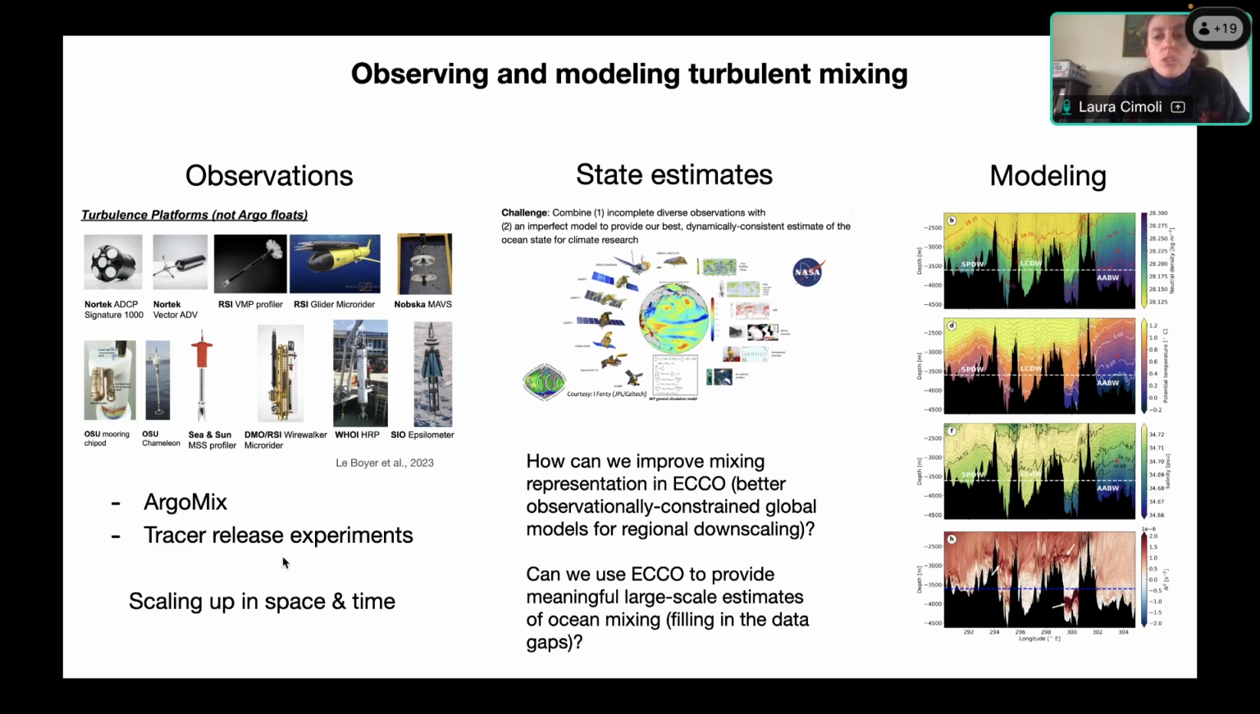And I also want to mention the importance of tracer release experiments. I showed you one, but as much as we can scale up this type of observation, for now they are still sparse in time and space, and especially very localized. And this is an intermittent process. So tracer release experiments, on the other hand, give us more information about the bulk mixing felt by a tracer.